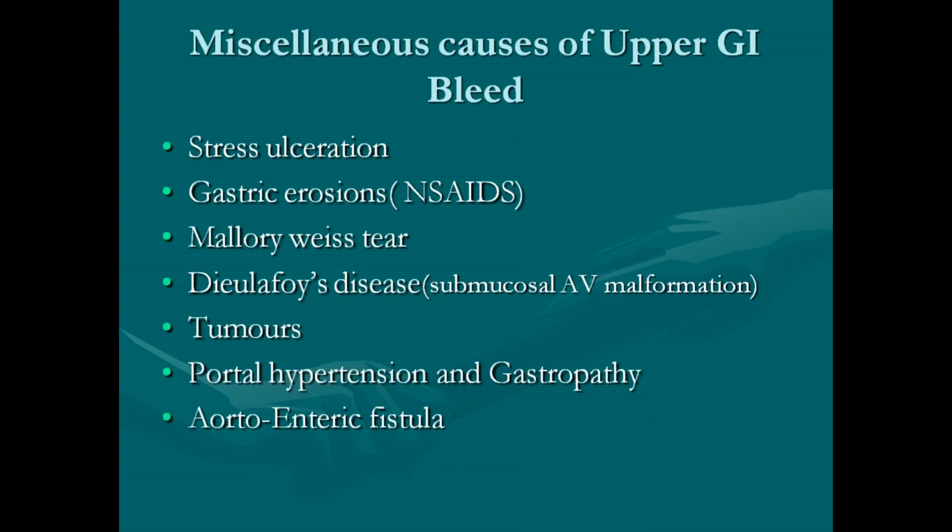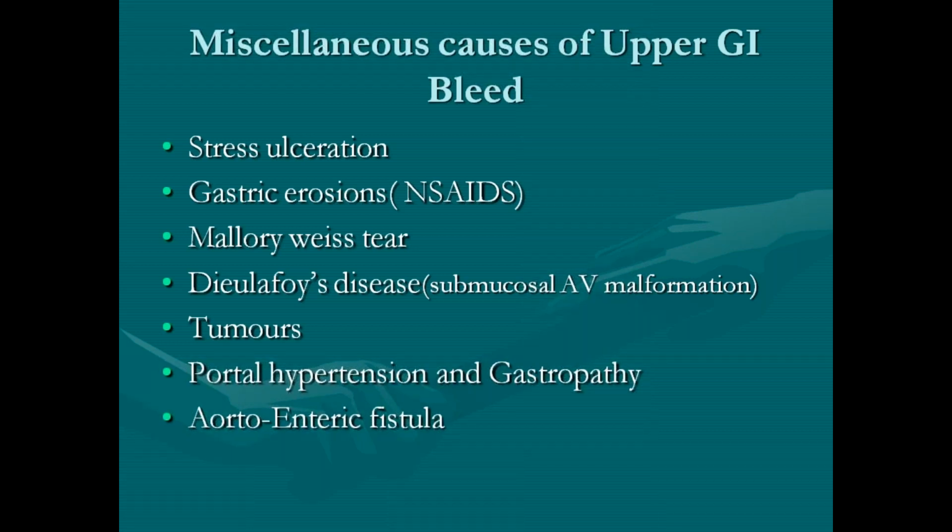Rarely the cause can be because of an untreated aortic aneurysm. So you will do a CT and identify the site of the fistula. It is handled by a vascular surgeon rather than a general surgeon. So these are the other causes of upper GI bleed, other than your peptic ulcer.